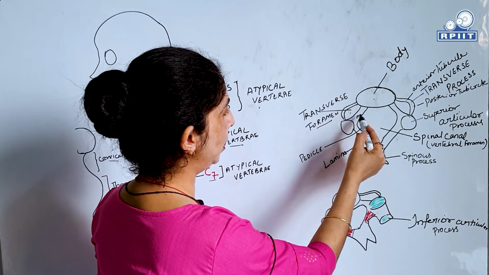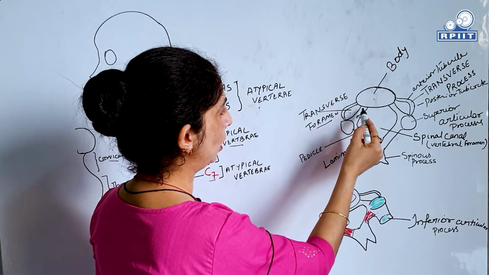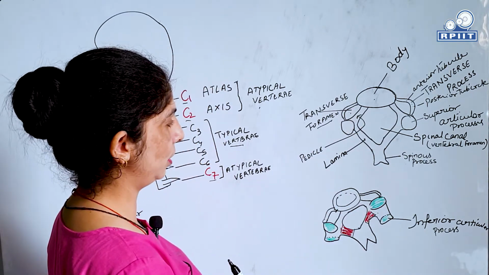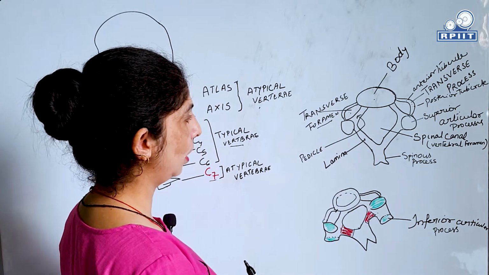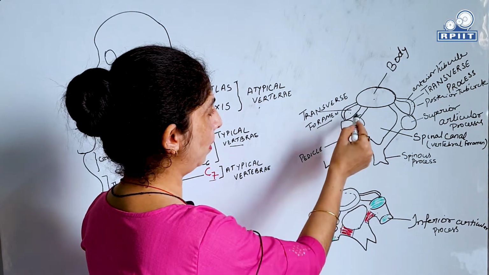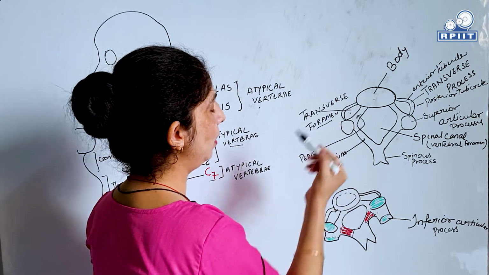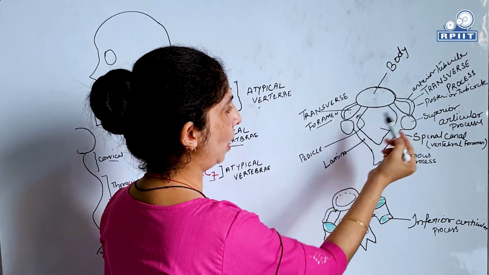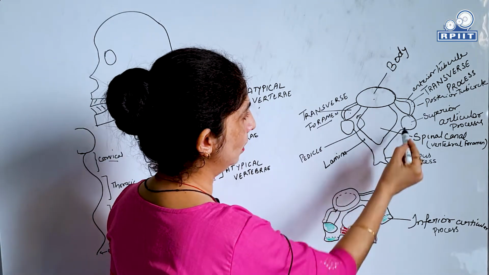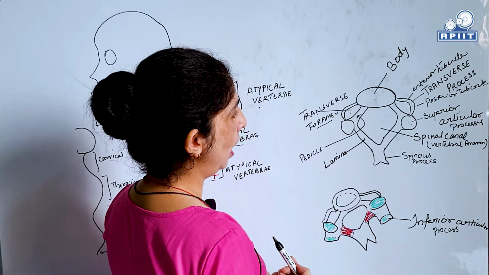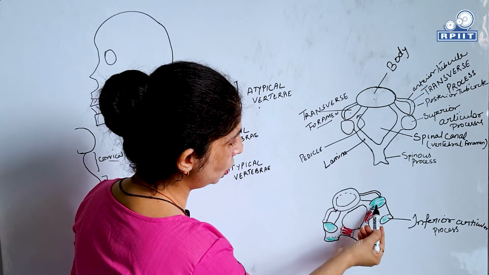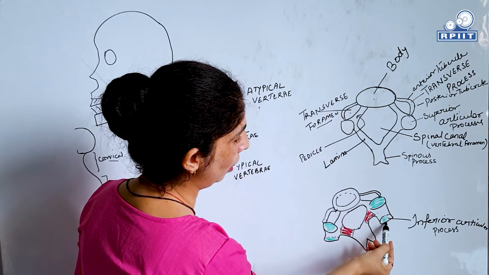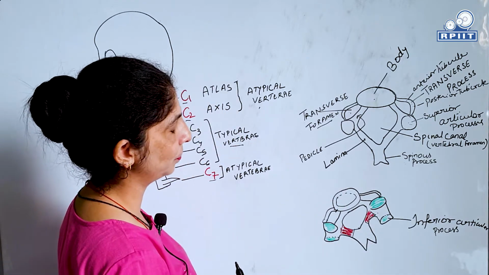And we have a pair of pedicles, which are directed backward and laterally. This is lamina. Now, at the junction of pedicle and lamina, we have superior articular and inferior articular process. These are the superior articular process, and if we see in the oblique view, just below the superior articular process, we have an inferior articular process.